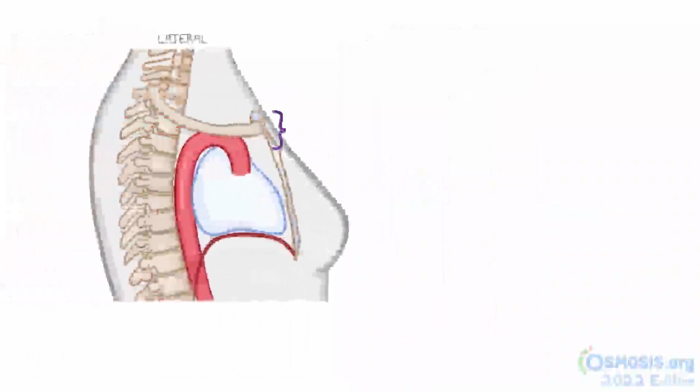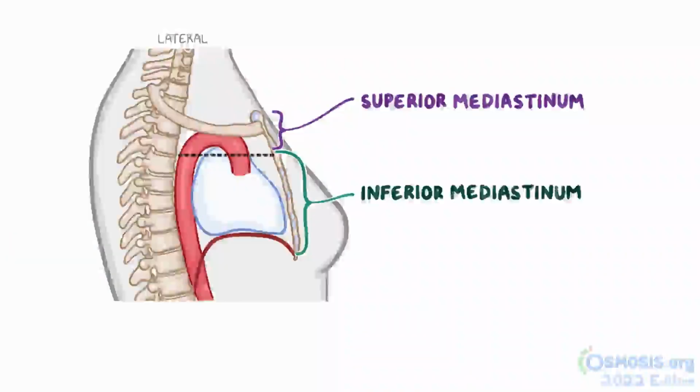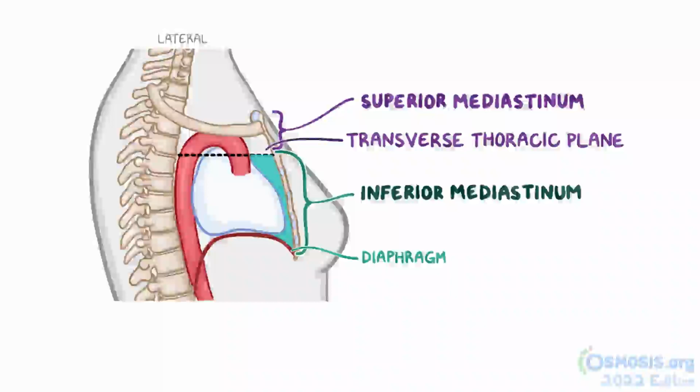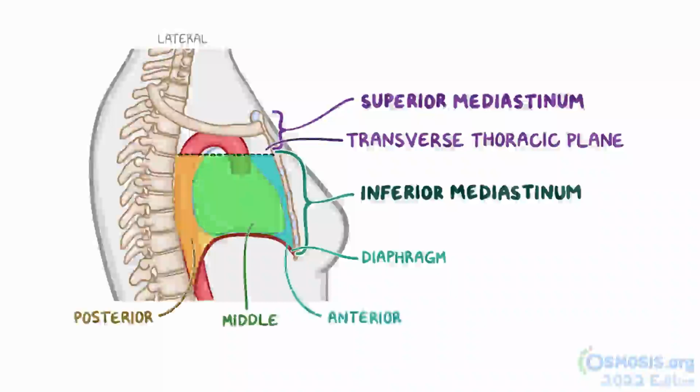Alright, as a quick recap, the mediastinum is divided into the superior mediastinum and an inferior mediastinum, which are separated from each other by the transverse thoracic plane. The inferior mediastinum is bounded inferiorly by the diaphragm and is further subdivided into anterior, middle, and posterior mediastinum.